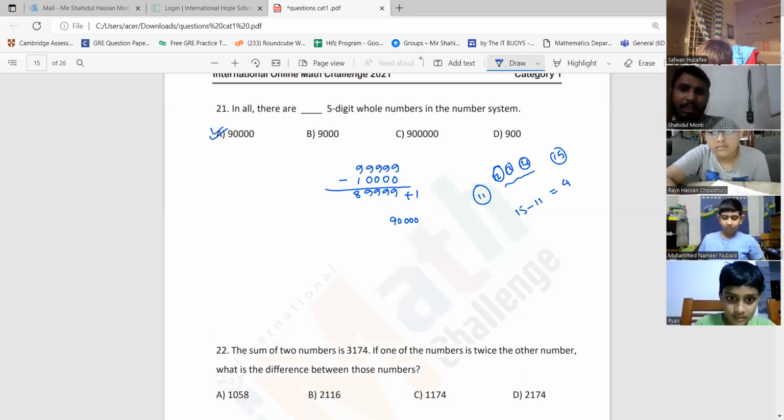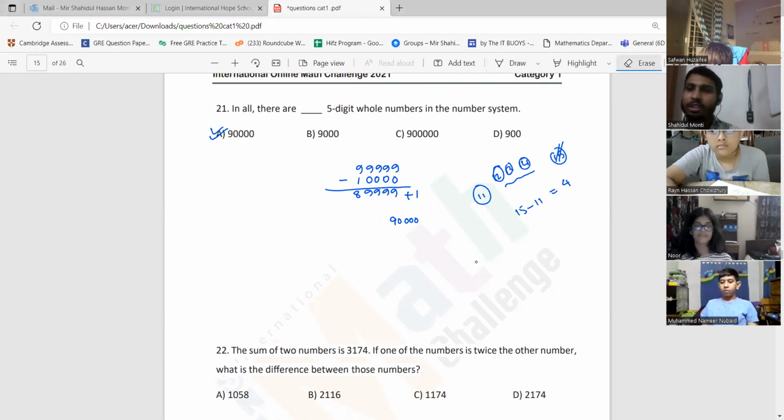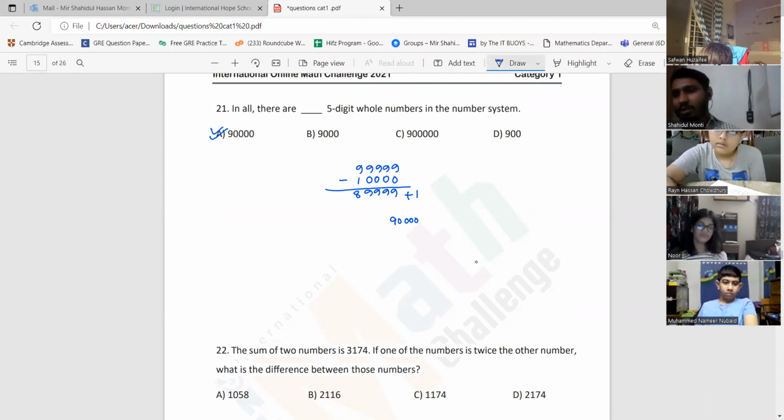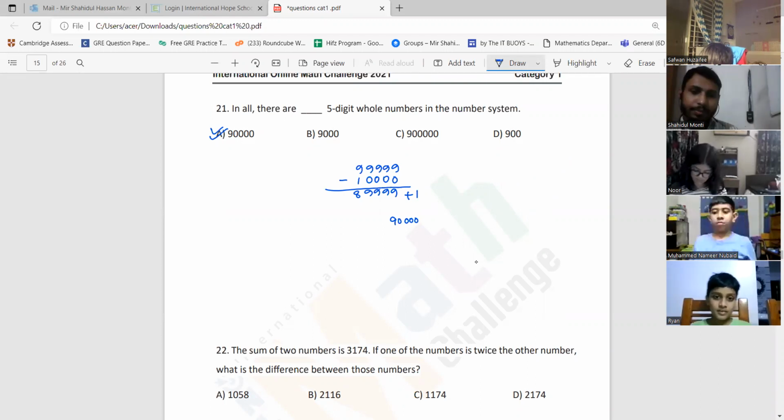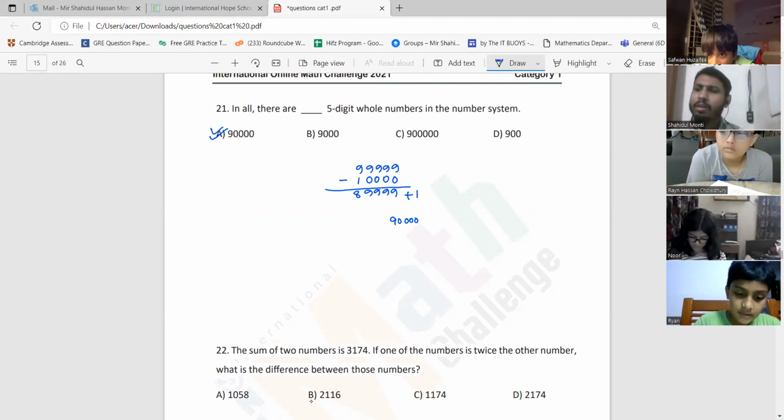But in questions like this, we have to add a 1 because the subtraction procedure does not include both the boundary values. In this question, we have to include both the boundary values. Can you follow me now, students? So this one we have to include both the boundary values. Yes, that is the question.